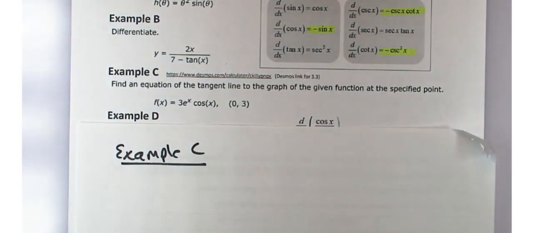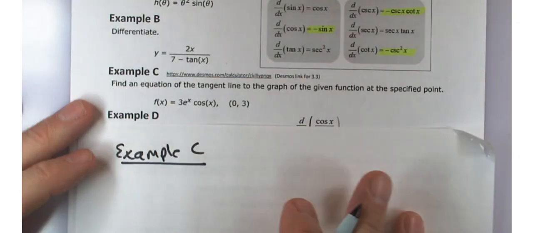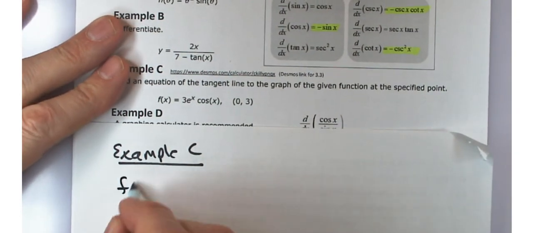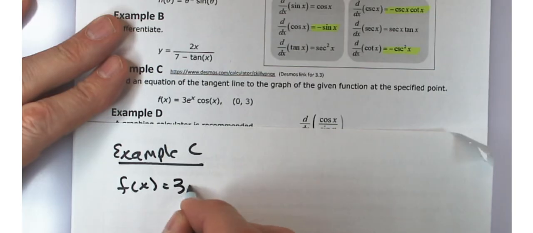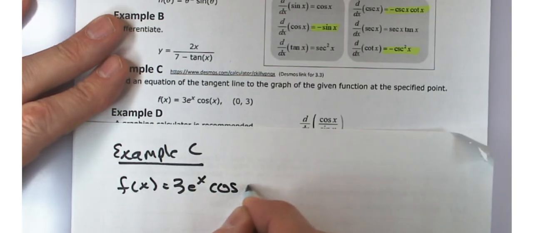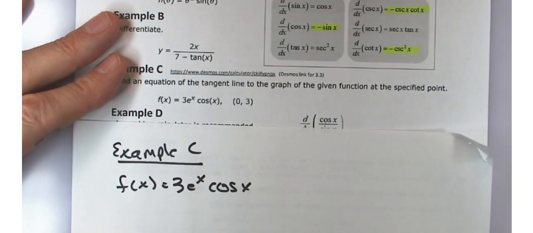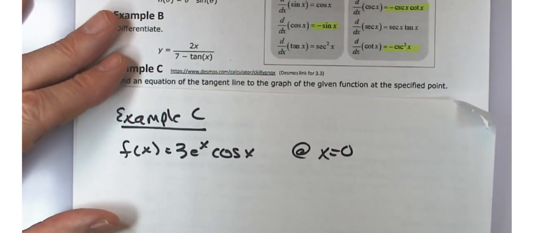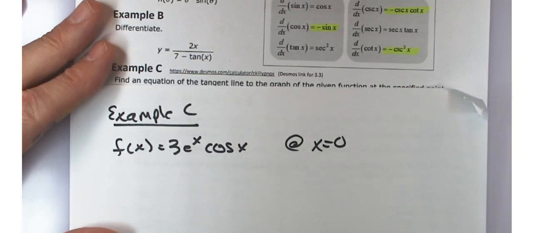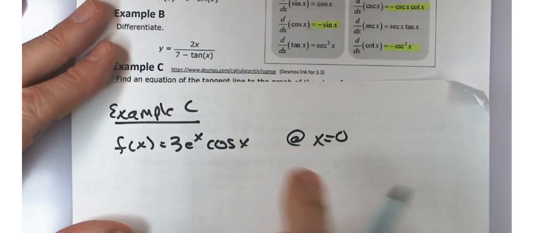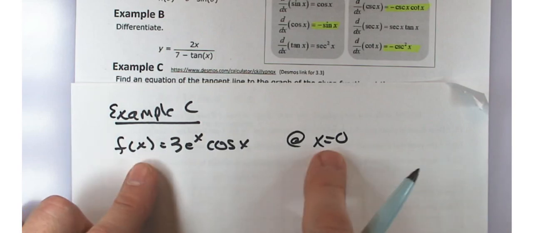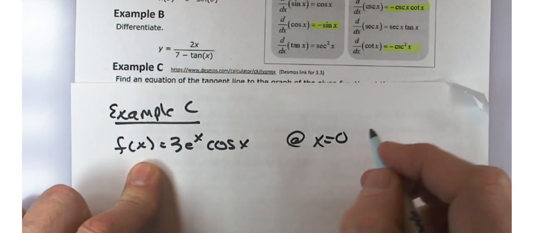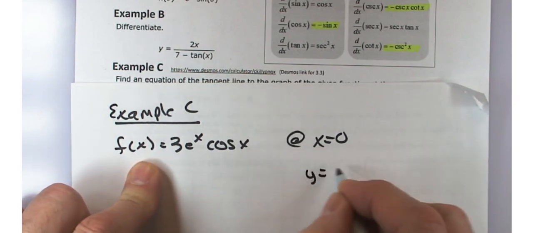This is certainly something you should expect on your exam this Wednesday, is to find the equation of a tangent line. So, our function is f of x equals 3e to the x times cosine of x. And we want to find the equation of the tangent line at x equals 0. Now, I know that the function actually gives you the point itself. I hope and I trust that you can figure out, if x is 0, what the y coordinate is. So the y coordinate would be f of 0.